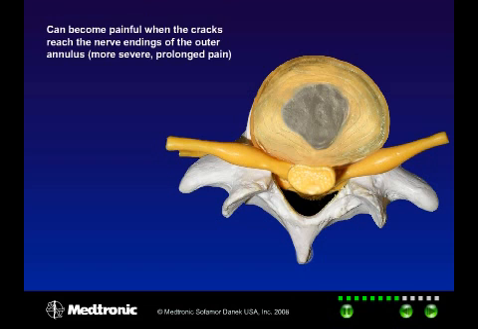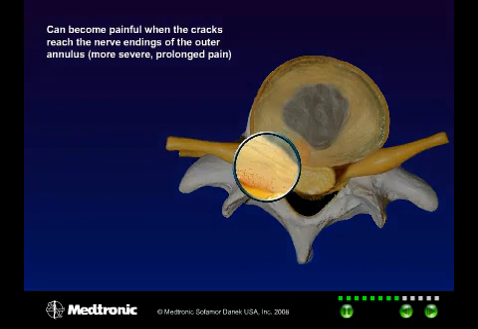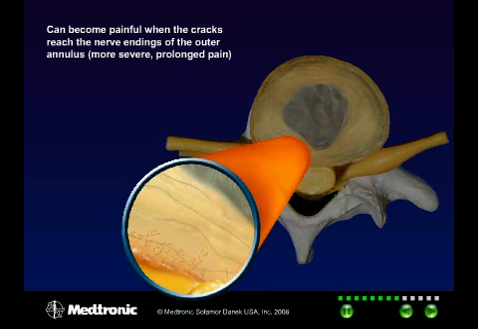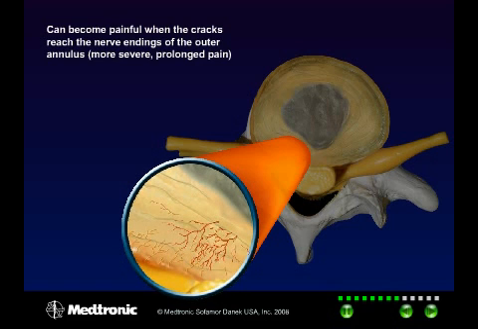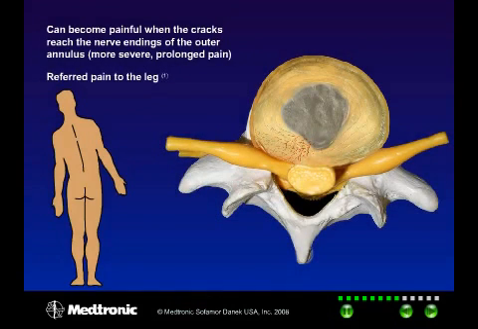The process can become painful when the cracks or fissures reach the outer portion of the annulus. The outer annulus has nerve endings that stem from the spinal nerves. This pain can be felt in the leg as what is called referred pain. It is similar to a patient with a heart attack who is experiencing pain in the left arm. There is no compression of the nerves to the arm, just pain referred over these nerve pathways from the heart.